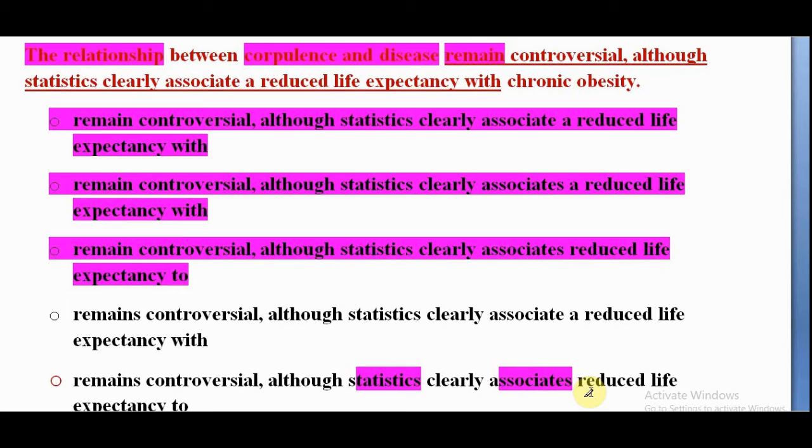Reduced life expectancy. When we do not use any article before reduced, it plays the role of a modifier. But we need a, and this modifier is not modifying associates but life. All right. If you want to know in detail what a modifier is, the link has been given in the description. You can go through those links to understand modifiers in detail. So here the usage of reduced is incorrect. It should be a reduced life expectancy with.